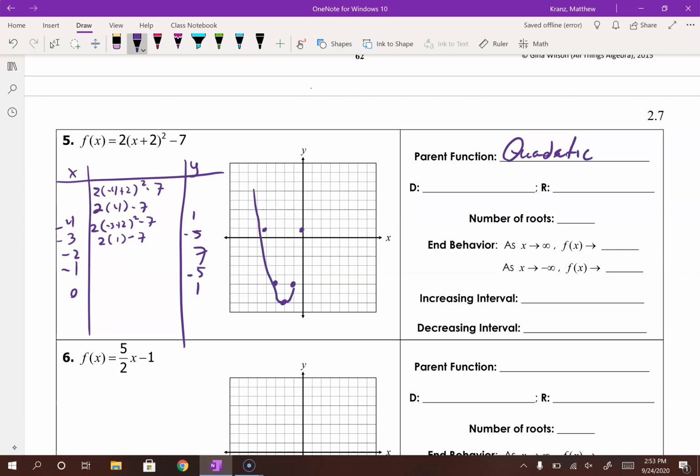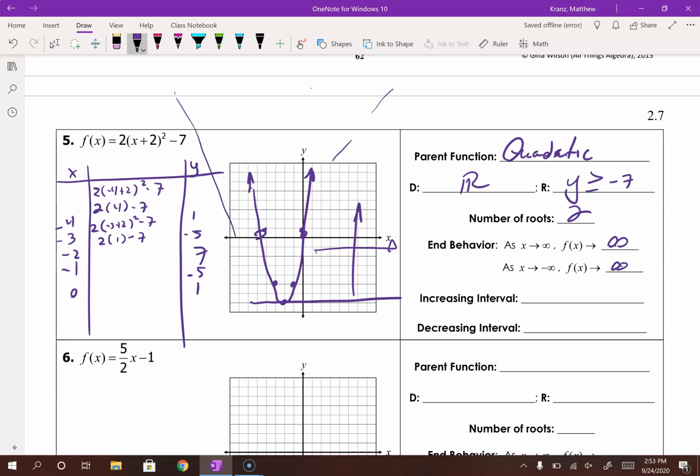So it's just going to look like this. Our domain is all real numbers, and our range is this point going up. So that is -6 or -7. So y is greater than or equal to -7. It has 2 roots because it goes through twice. All right. As x approaches infinity going this way, it keeps getting bigger and bigger forever. So that will go to infinity. And as x goes to negative infinity, it also goes to infinity on the other side because it's going this way and up.